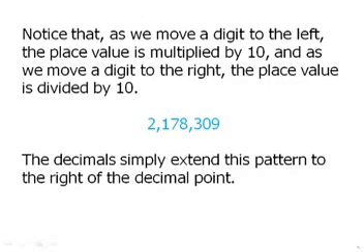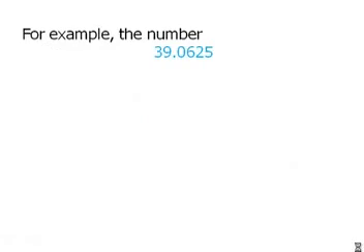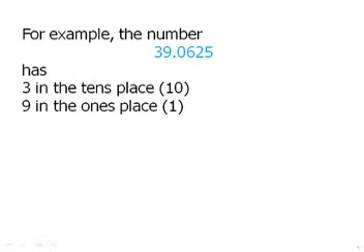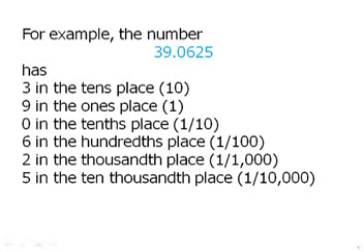Decimals simply extend this same pattern to the right of the decimal point. For example, the number 39.0625, what does that mean? Well, first of all, the 3 is in the tens place. We have a 9 in the ones place. The 0 is in the tenths place. The 6 is in the hundredths place. The 2 is in the thousandth place. And the 5 is in the 10,000th place.